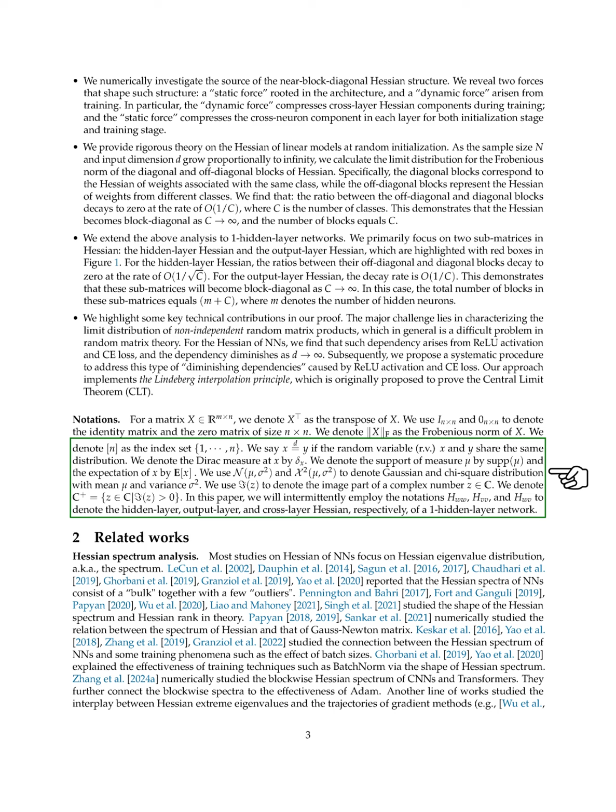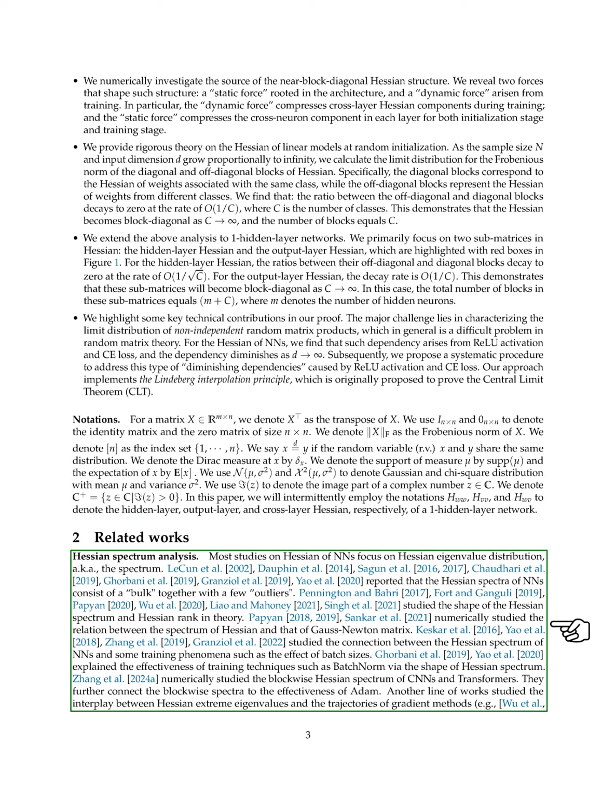In the related works section, we note that most research on the Hessian of neural networks focuses on the distribution of its eigenvalues, known as the spectrum. Previous studies have shown that Hessian spectra typically consist of a bulk of values along with a few outliers. Some researchers have examined the shape of the Hessian spectrum and its rank, while others have explored the relationship between the Hessian spectrum and the Gauss-Newton matrix.